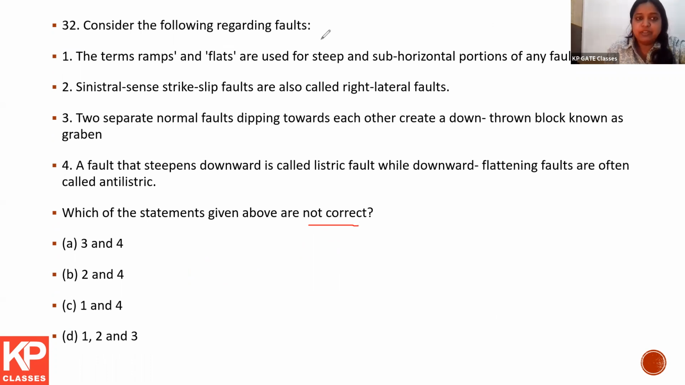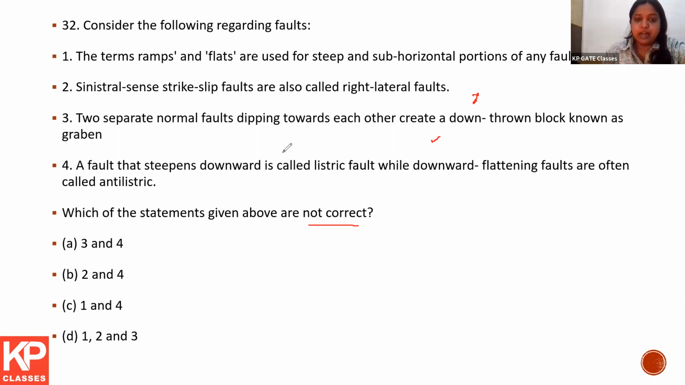Okay. So here, first one: terms ramp and flats are used for steep and sub-horizontal portion of fault. This is actually a correct statement. Then sinistral sense strike fault are called as lateral fault. This is not correct. Then the two separate normal faults dipping towards each other create a down-thrown block known as graben. This is a correct statement.